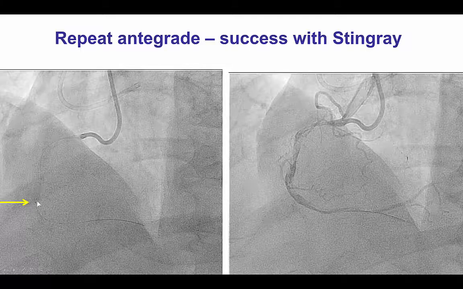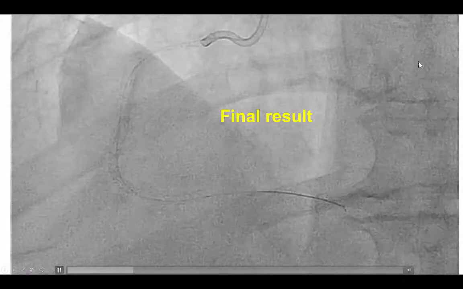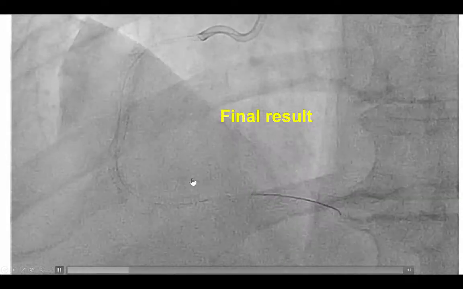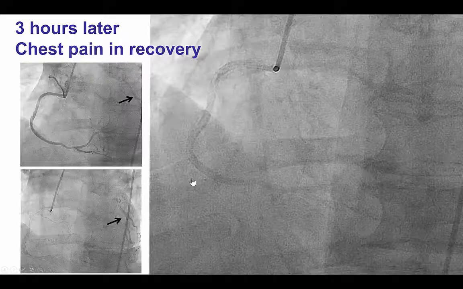We were able to advance the guide wire in the subintimal space. A Stingray balloon was advanced, and then re-entry was achieved using the Stingray wire as well as the Pilot 200 wire. After stent placement, a nice result was achieved with TIMI 3 flow in the right coronary artery.